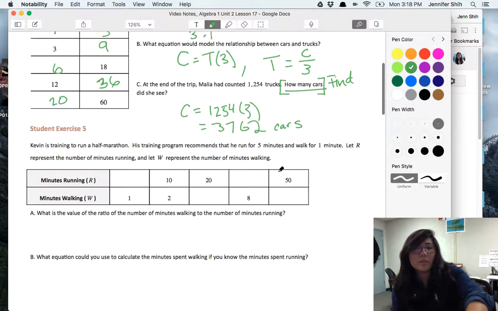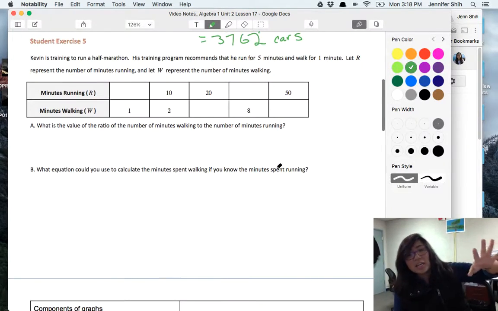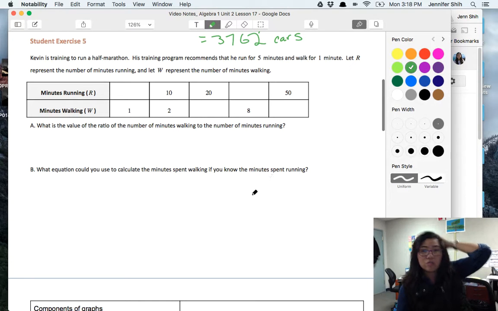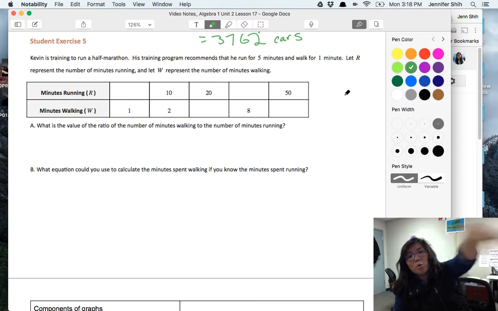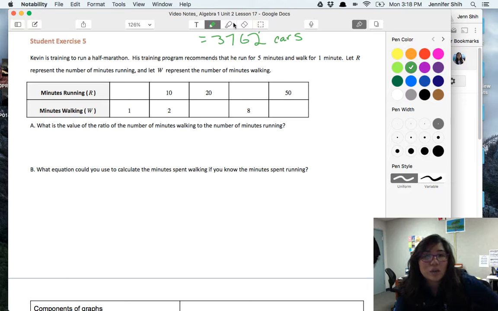All right. Number 5, again, if you have to pause and write this down or sketch out your table, do so now. The only thing that is different is our table is now horizontal, which means this way, instead of vertical. Okay, Kevin is training to run a half marathon. His training program recommends he runs 5 minutes and walks for 1 minute. So let R represent the number of minutes running and W represent the number of minutes of walking. So our ratio is 5 minutes of running for every 1 minute of walking. So for 1 minute of walking, we have 5 minutes of running. If we have 10 minutes, that's twice as much, so we do 2 minutes of walking.